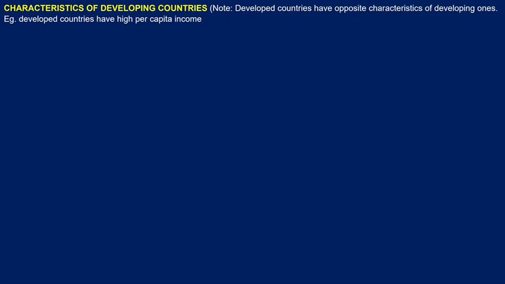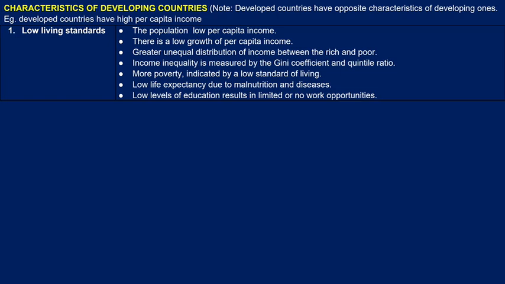The characteristics of developing countries. Note, developed countries have opposite characteristics of developing ones. For example, developed countries have high per capita income, whereas your developing countries will have lower per capita income. So the first characteristic we're going to look at there is the low living standards. So the population per capita income is low.